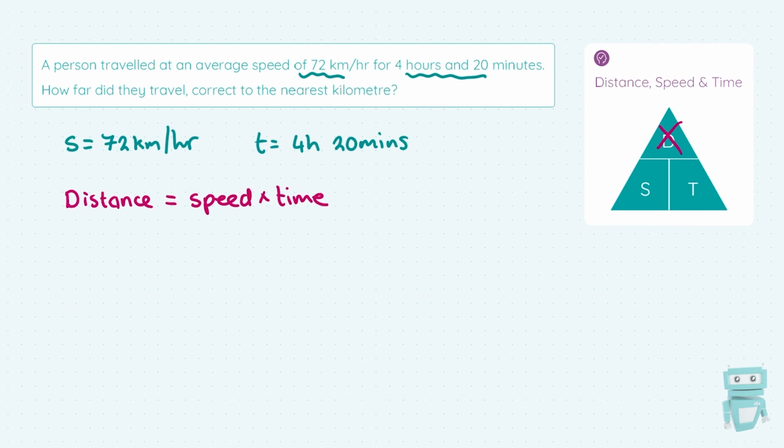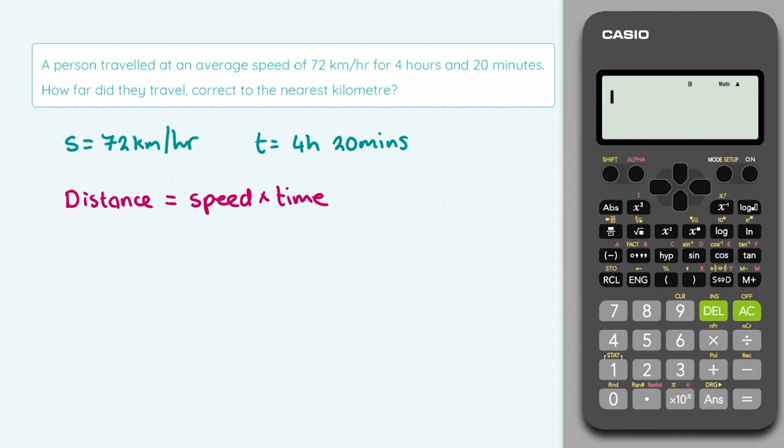However, before we launch our numbers in, I'm going to look and say that our time is in mixed units. It's in both hours and minutes. And I want to combine it into just hours because I'm looking at my speed, which is just in terms of hours, kilometre per hour. So I want to combine 4 hours and 20 minutes into hours. Now there's loads of different ways to do this, but I'm going to show you how your calculator can do this. All we're going to do here is use our degrees, minutes and seconds button.